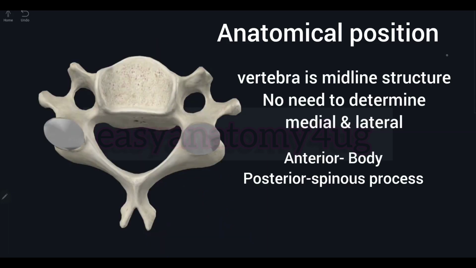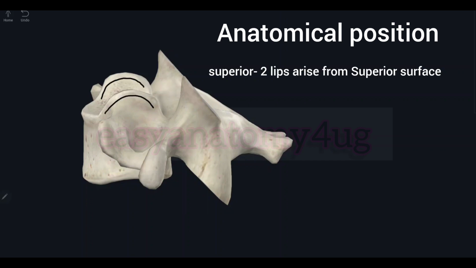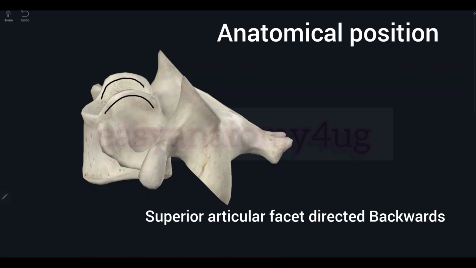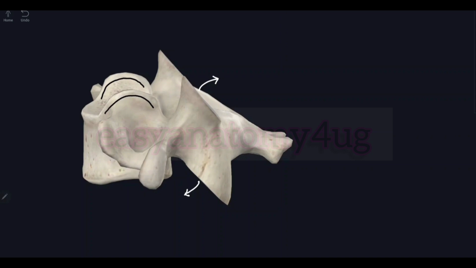As we have discussed the typical cervical vertebra thoroughly, now it's time to learn the anatomical position. Since it is a midline structure, we don't have to determine medial or lateral. We just have to determine superior, inferior and anterior, posterior.